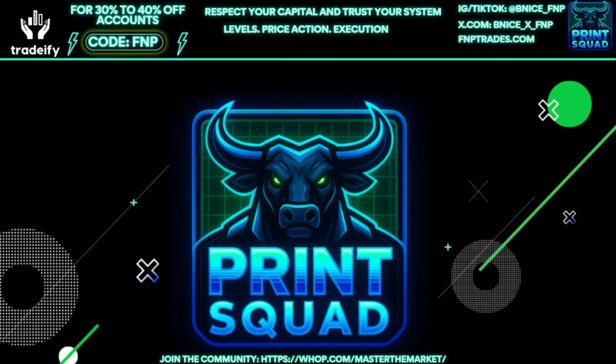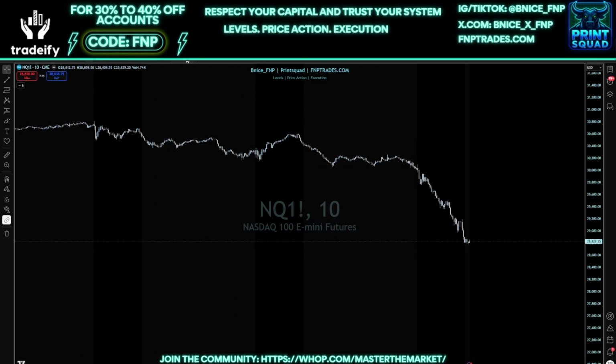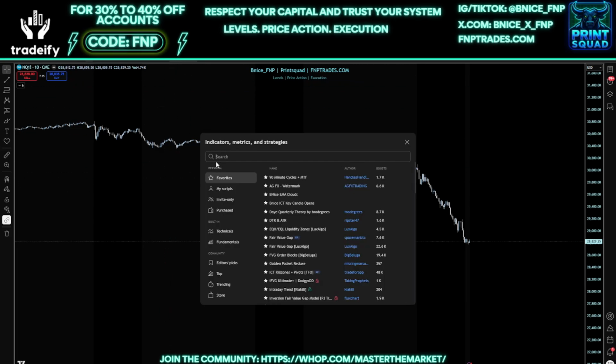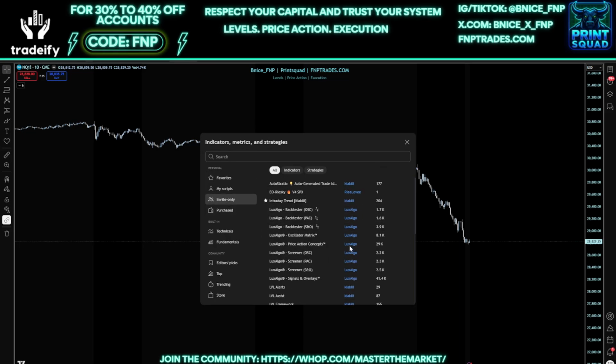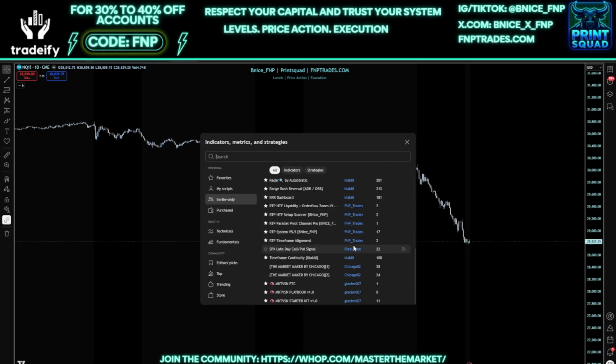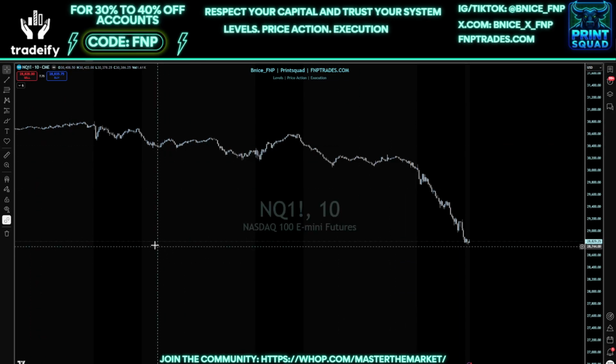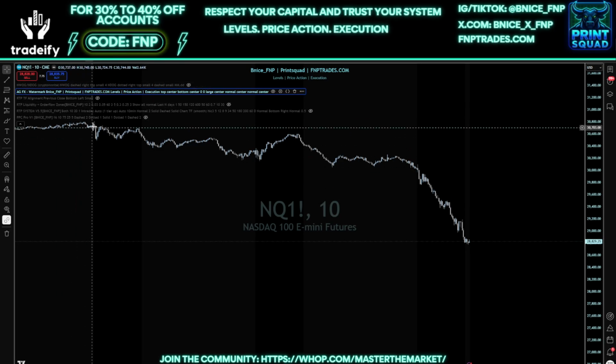Once you get access and you go into TradingView, at the top there's a thing that says indicators. You want to click on that, go to invite only, and it should be in there. It'll say FMP trades, and then you'll have access to all the indicators that you have been granted access to. All of the indicators that I give you access to are under FMP trades. All you got to do is click on each one, and it'll add it to your chart, and then boom, now you have the indicators on your chart.